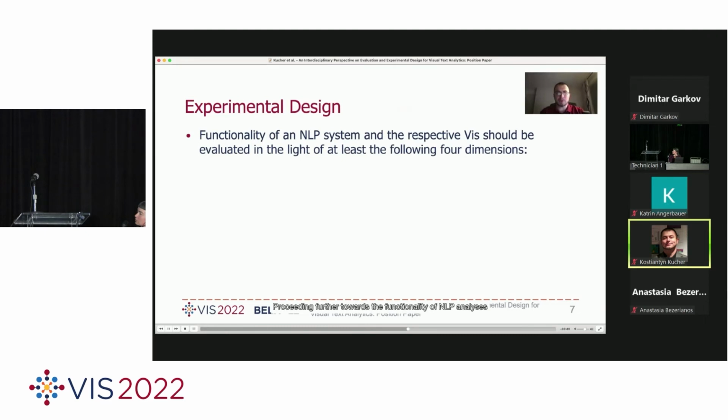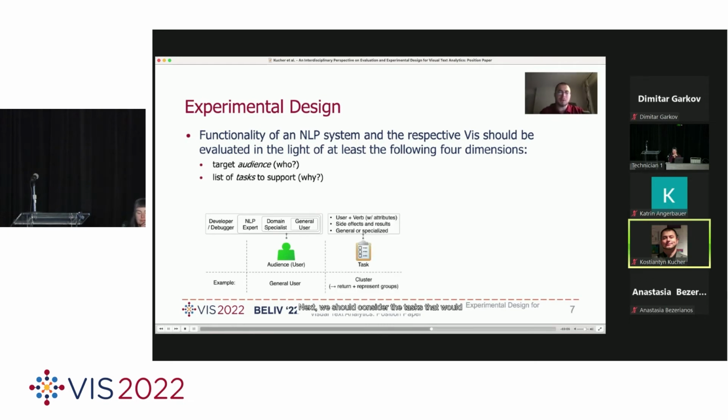Proceeding further towards the functionality of NLP analysis and also interactive visual representations, we have discussed the experimental design concerns with respect to the following 4 dimensions. First of all, we should consider the users of VTA solutions. And here we could define several user groups, ranging from developers with the highest level of knowledge about the system and the expected functionality, all the way to the general public.